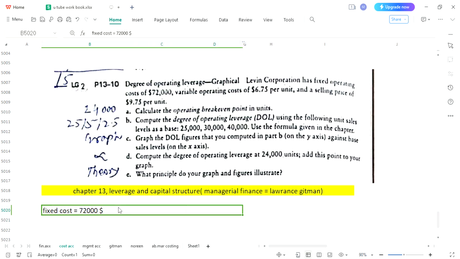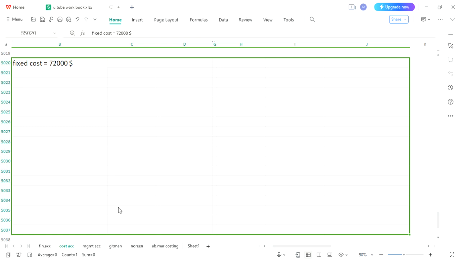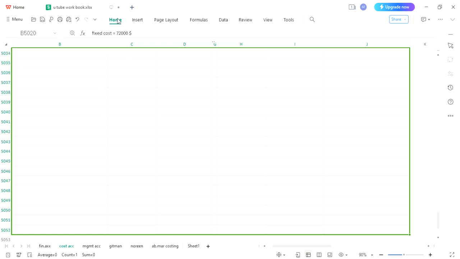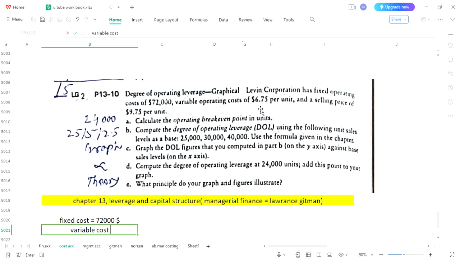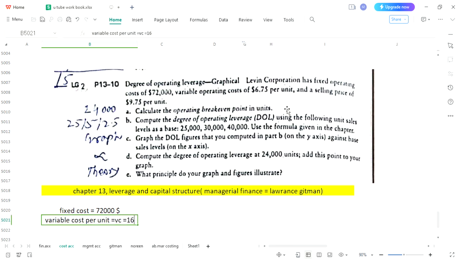Then we have variable operating cost mentioned over here, but let me handle it so that we don't go again and again for it. Okay, now read it. Variable operating cost is 6.75. Just note it down. We have variable cost, and keep it in mind, this is 6.75 per unit. So variable cost per unit is mentioned over here, and that is 6.75.